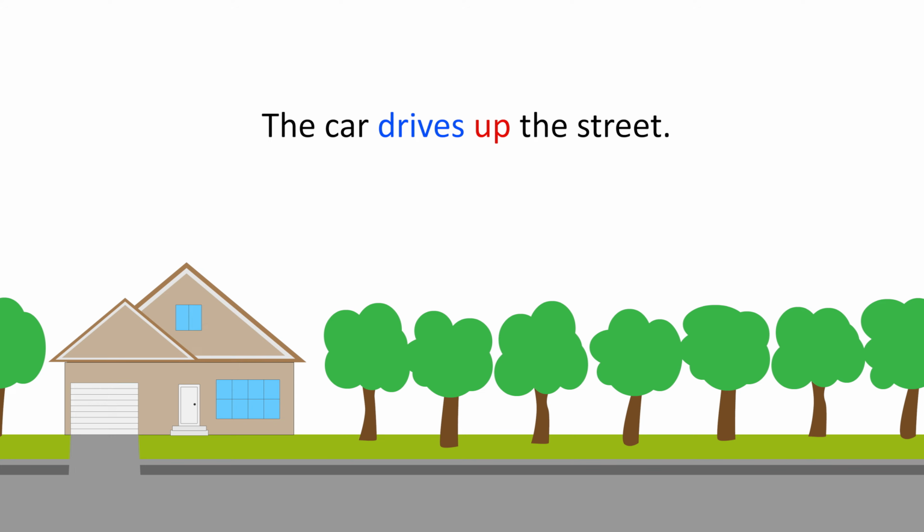Now, we can also use down here instead of up to mean along. That is, we could also say, the car drives down the street. Either preposition would be fine.